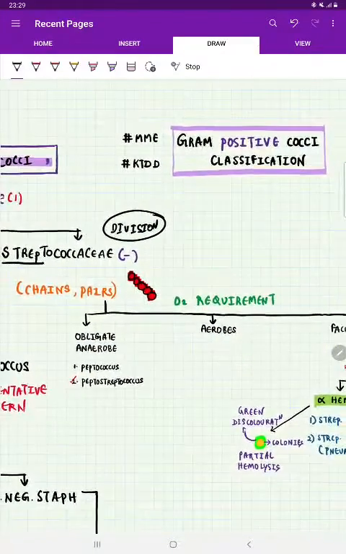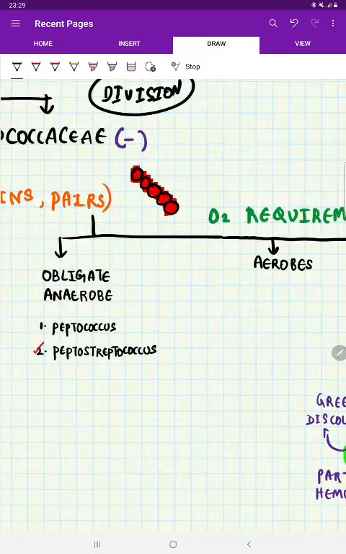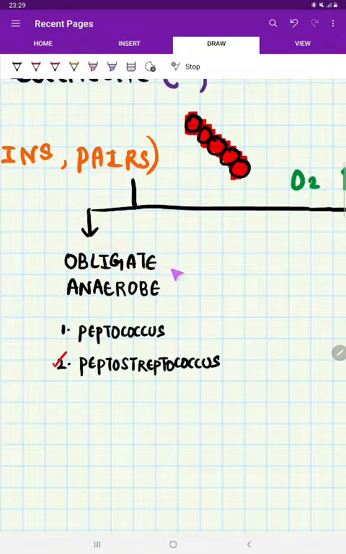And now we are going to classify the Streptococcus family by oxygen requirement. So what are the classifications? One is obligate anaerobe. An obligate anaerobe will never grow in the presence of oxygen. That is Peptostreptococcus and Pneumococcus.